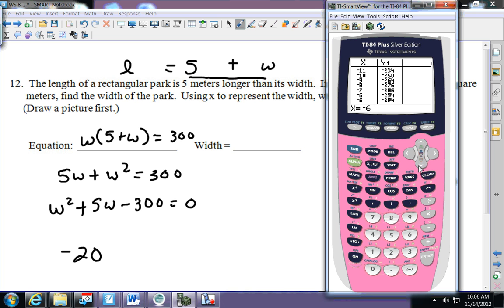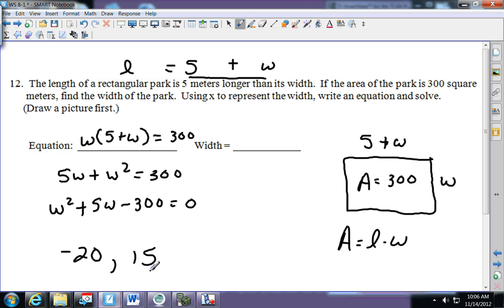I'm going to go down to the positives. It's 15. Oh, I just passed it. Yeah, it's 15, 0. So I have negative 20 and I have 15.